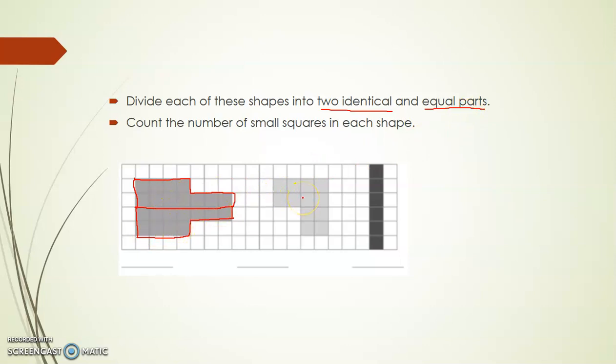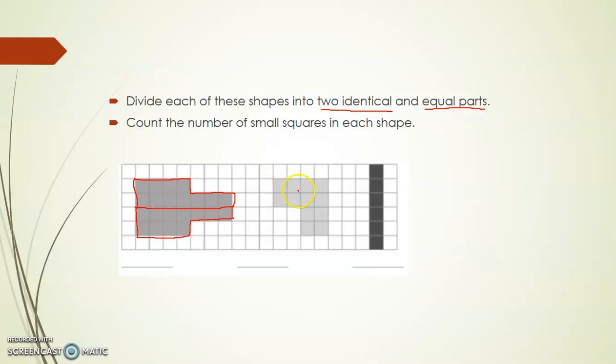Now, coming to this, does this have a line of symmetry? This does not have a line of symmetry. We can divide this into equal parts, but we cannot divide this into 2 identical parts because it has no line of symmetry. We can divide it into equal parts but not identical parts.